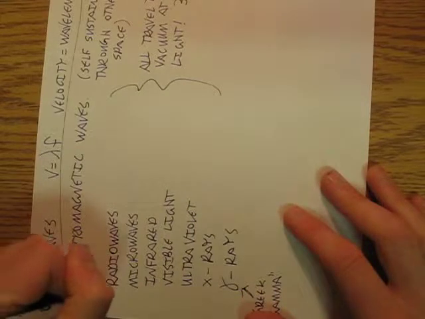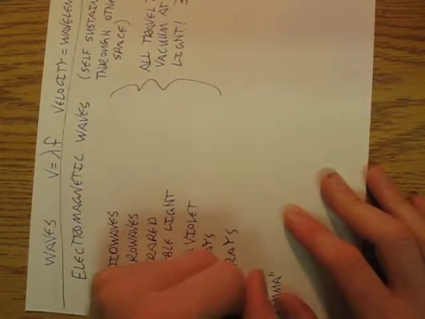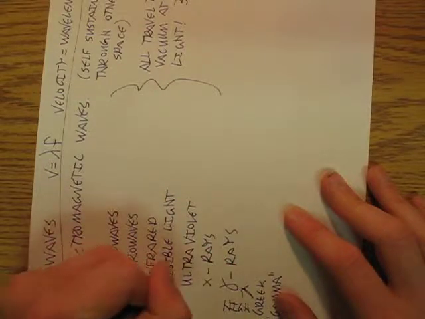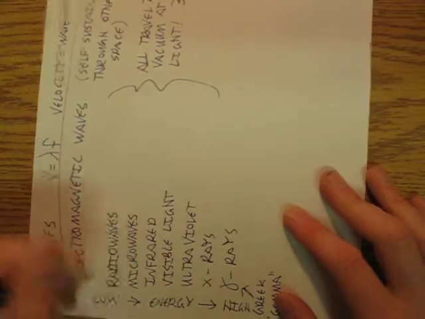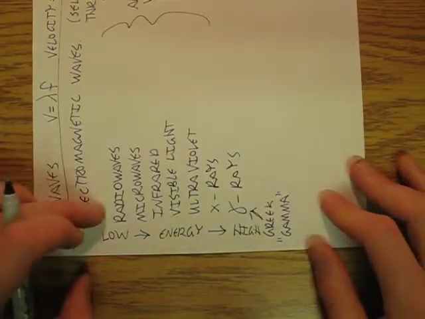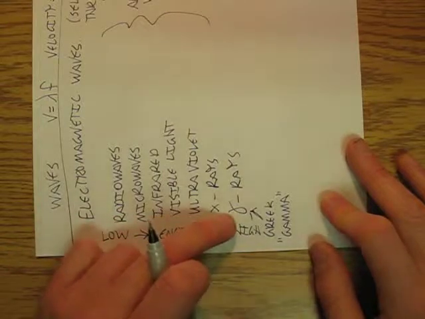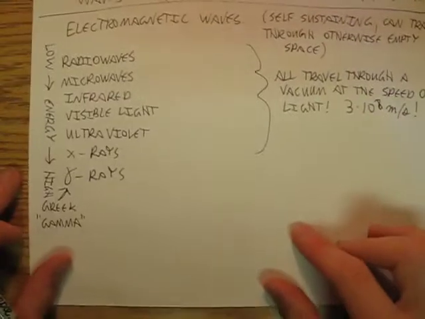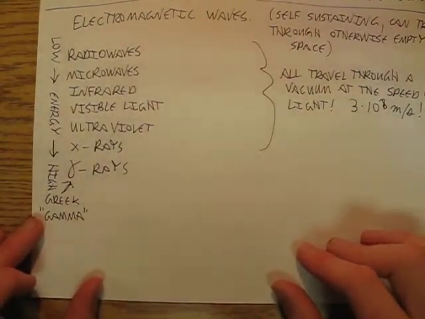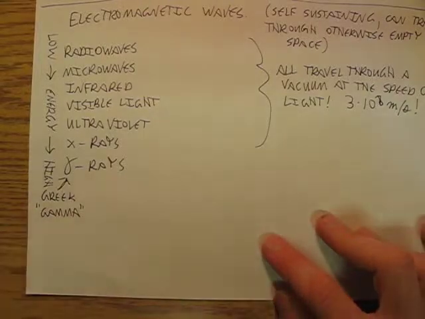Alright, so all of these things are the same thing. The only difference is this is low to high energy. So radio waves are low energy electromagnetic waves, and then gamma rays are high energy electromagnetic waves. Okay, so now we're just going to do two examples.